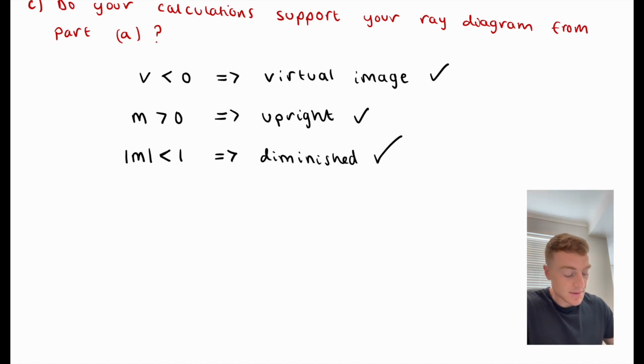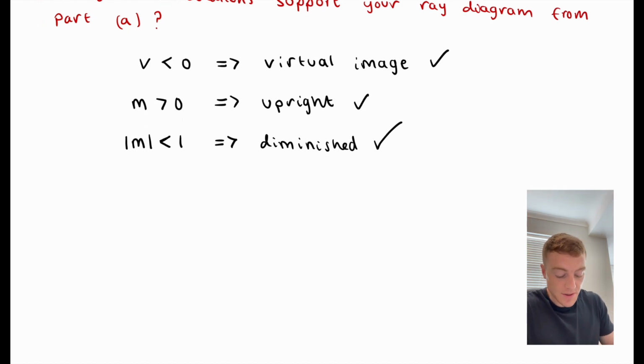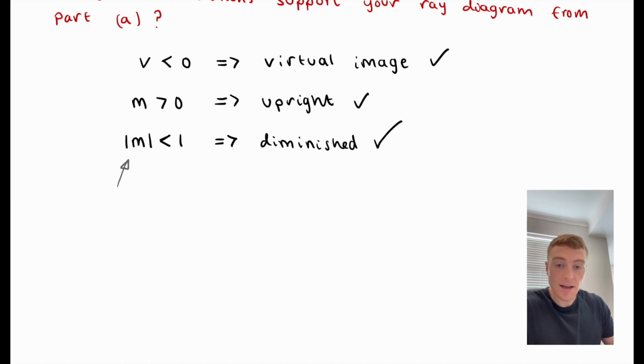Now, let's just explain that last point slightly more. So this is some notation that you learn in A-level maths. But all it means is that m is between 1 and 0, or m is between -1 and 0. So in other words, m is 0 point something.